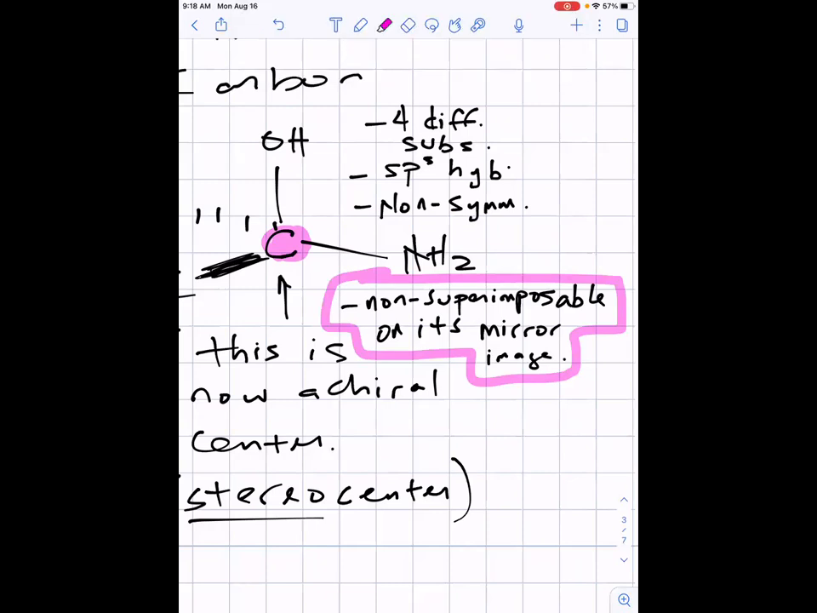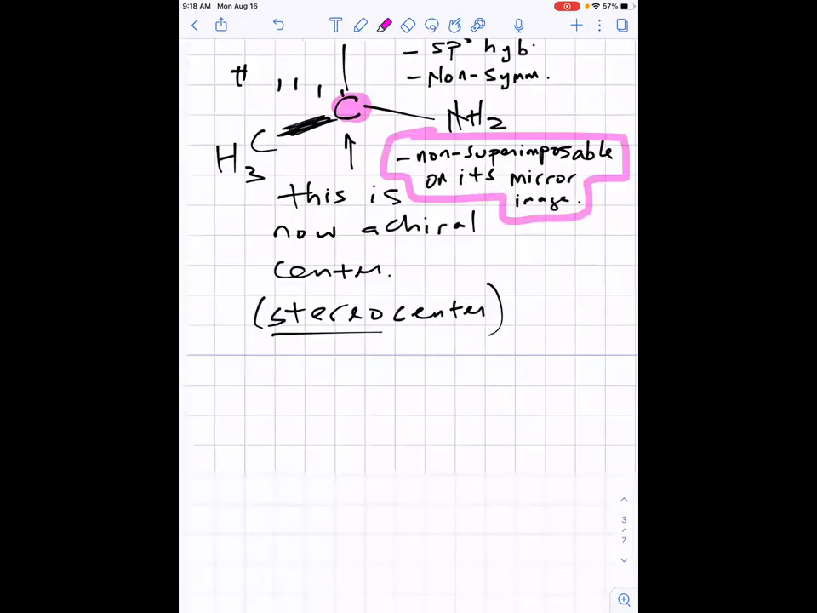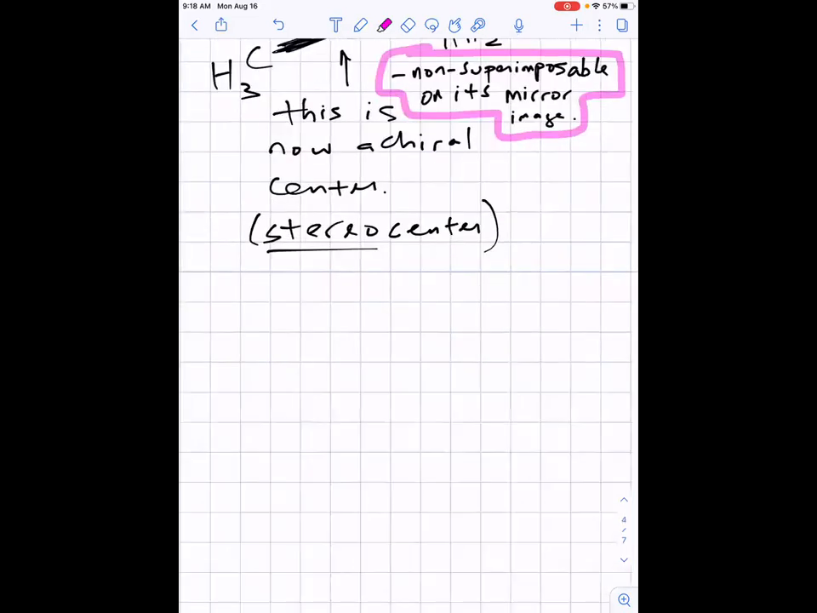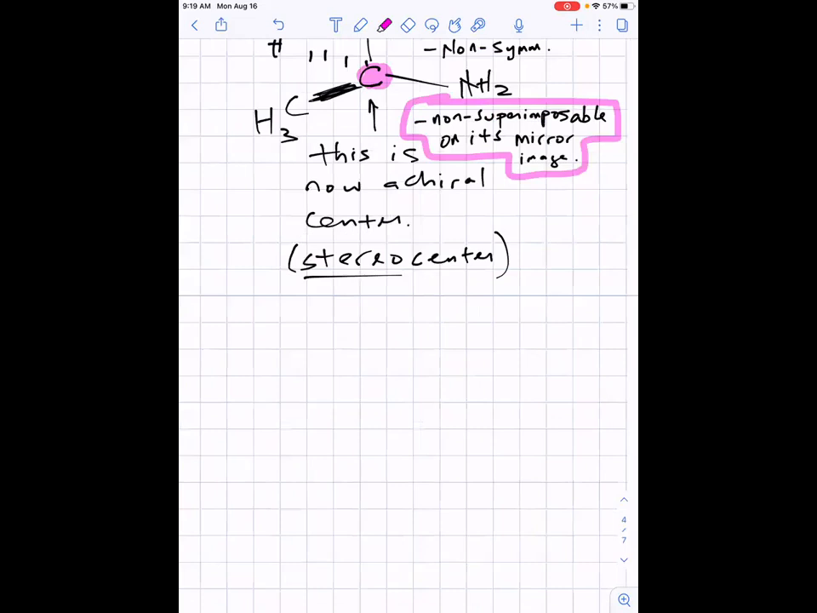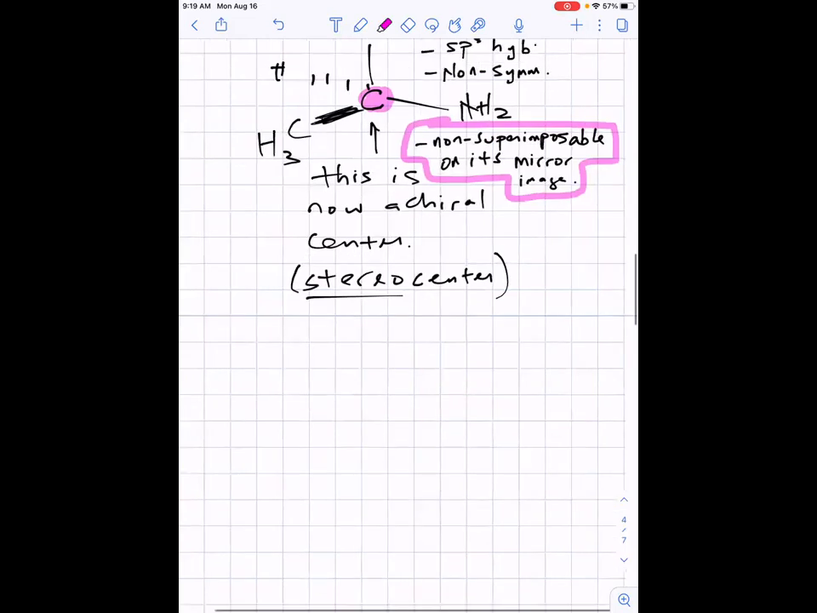All right. So this leads us to another type of stereoisomer, which is going to be based on that last criterion, that it's non-superimposable on its mirror image. So you can have a chiral center like this.